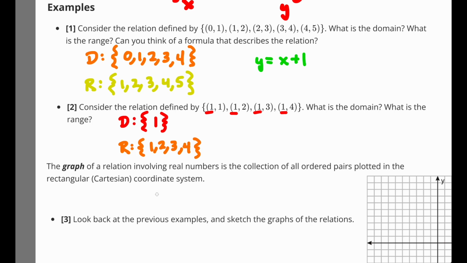Now, one thing that I want you to notice between number 1 and number 2 here is, what's the formula for number 2? The number 1 specifically asks, can you think of a formula that describes the relation? Y equals x plus 1. That makes sense. But what would be a formula that could describe the relation between the domain and range here for number 2? You only have one input, 1, and then you're getting a 2 out of it, a 3 out of it, a 4 out of it, and a 1 out of it. So how can you make an equation for that?